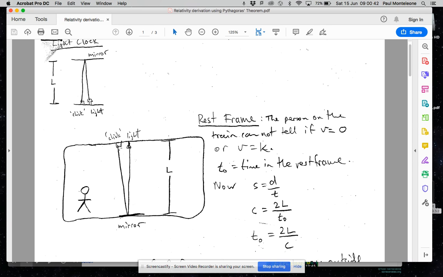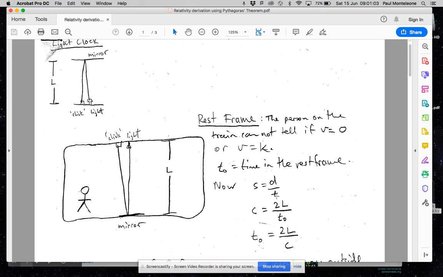Okay, so let's have a look over here and just apply what we know using this speed equals distance over time equation. So if we have a look, speed the light's traveling is c, the distance the light is traveling is 2L, because it's got to travel from the light to the mirror and back again.